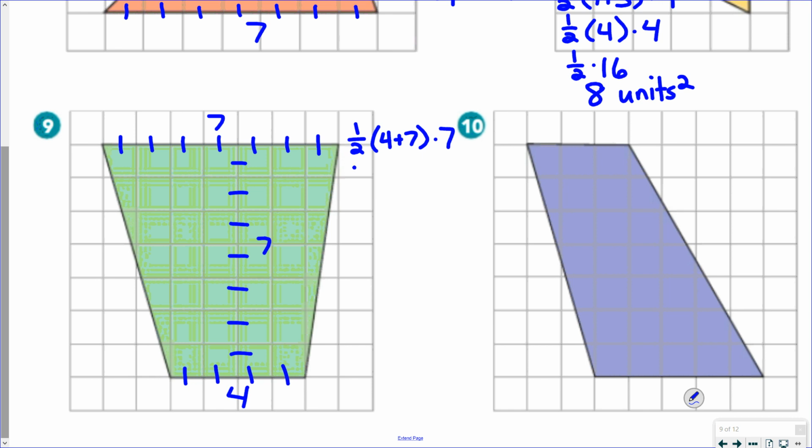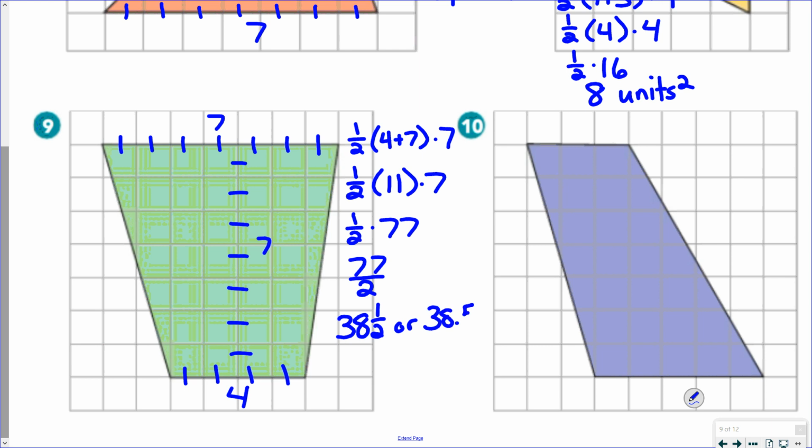7 plus 4 is 11. So we'd have 11 times 7. I would do 11 times 7 to get 77, because then that would give you 77 over 2, which is 38.5, or 38.5 square units.